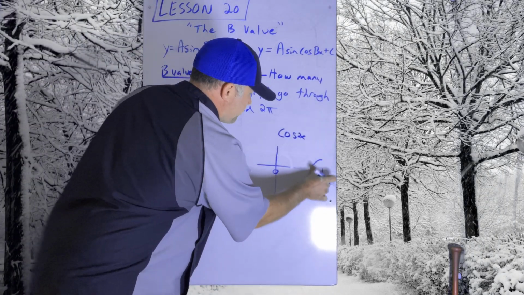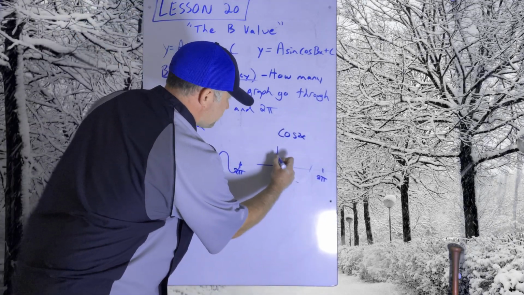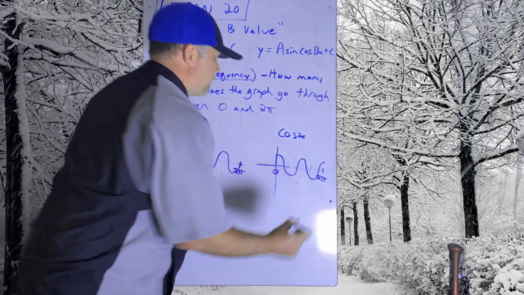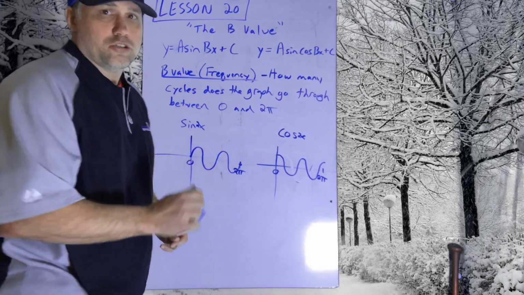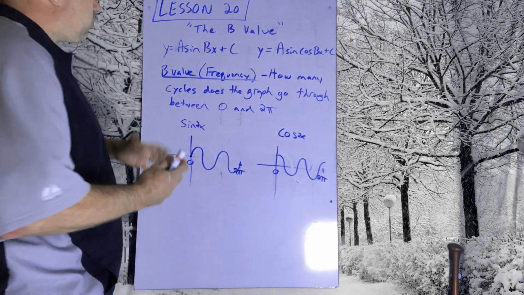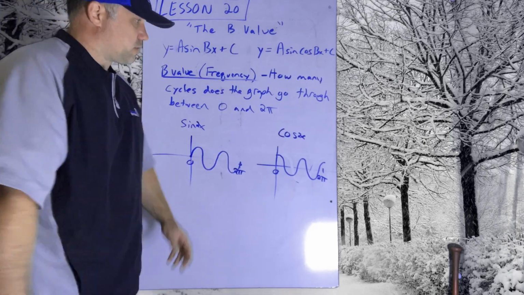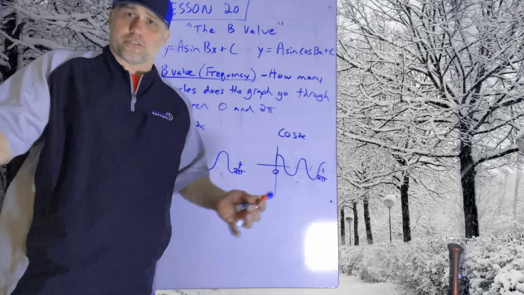What if I wanted to throw a 2 out in front of that cosine? Well, now what would happen is I'd be seeing 2 cycles of cosine between 0 and 2 pi. So it would come down and finish up, come down and finish up. It would go through 2 complete cycles by the time it gets to 2 pi. So that is what the B value is. It's called the frequency. It tells us how many cycles the graph goes through. Now I'm going to show you how we use it to help us with our graphs.